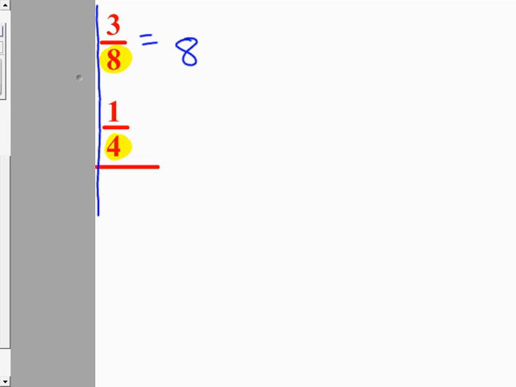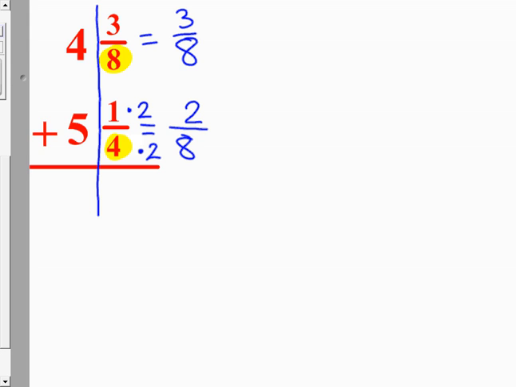So this one's going to stay 3/8. This one is going to become 4 times 2 is 8, and then 1 times 2 is 2. It's going to become 2/8. Remember, we are adding in this case. So 3/8 plus 2/8 is 5/8. That can't be reduced, so we're good with the fraction part of the problem.